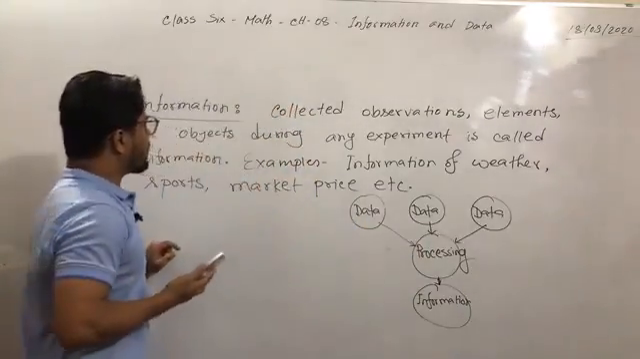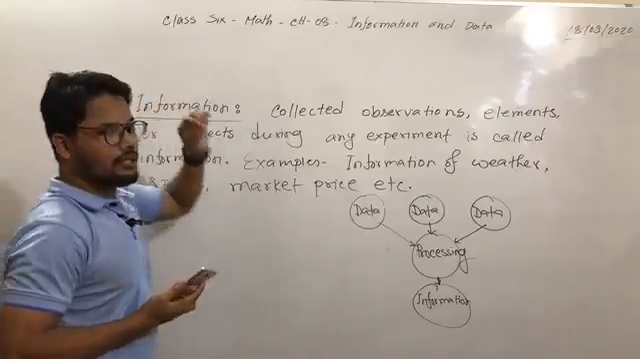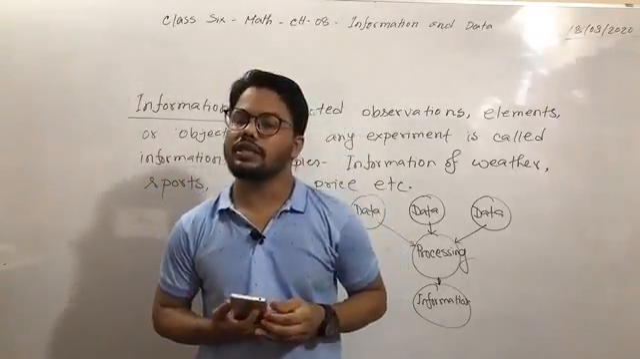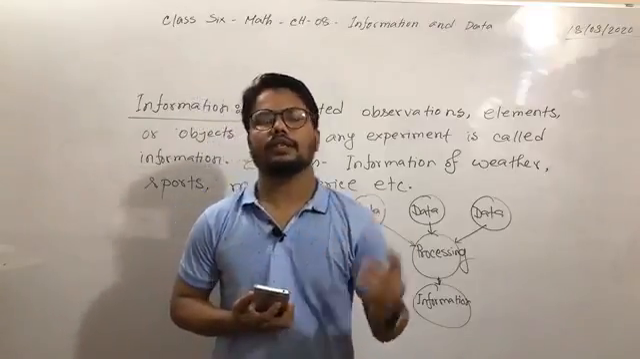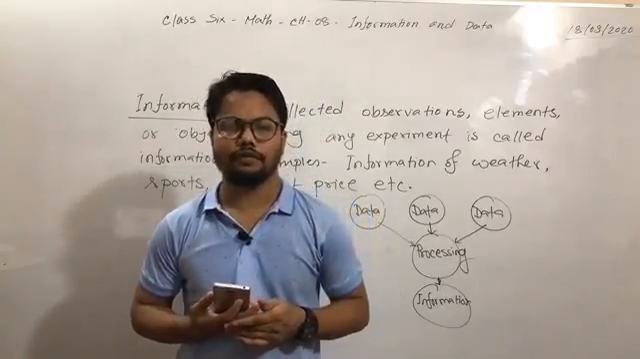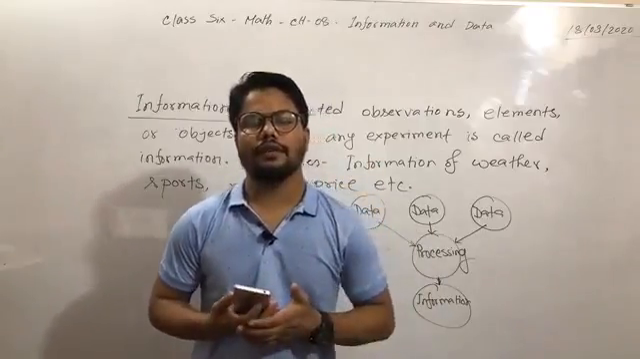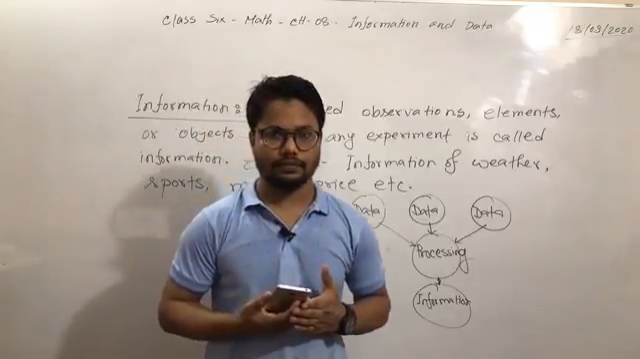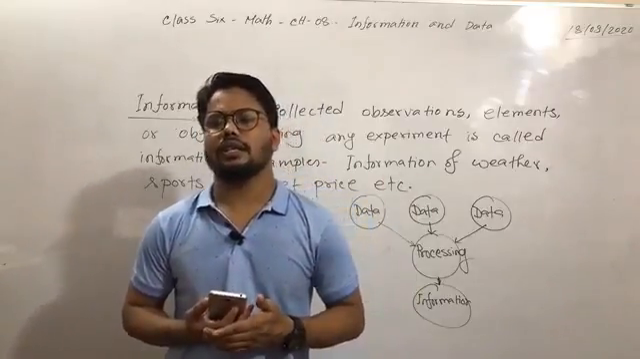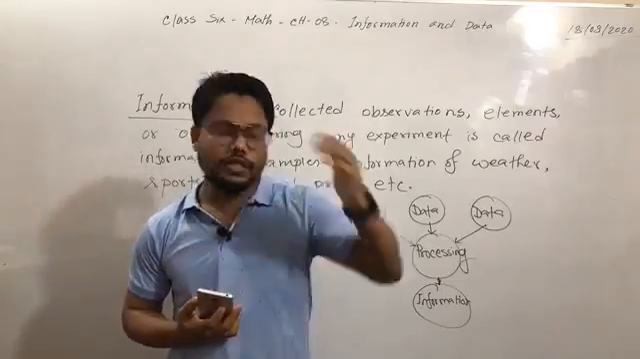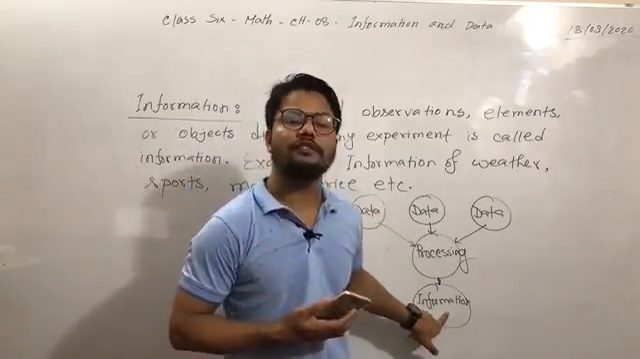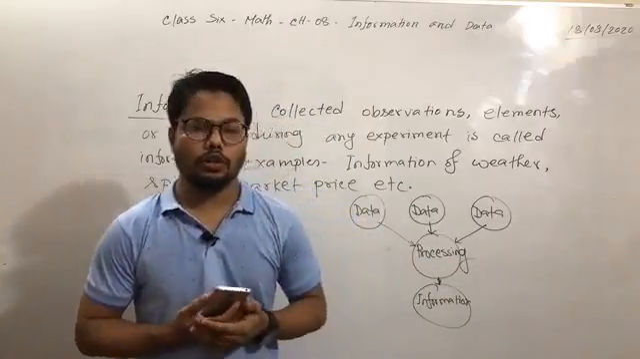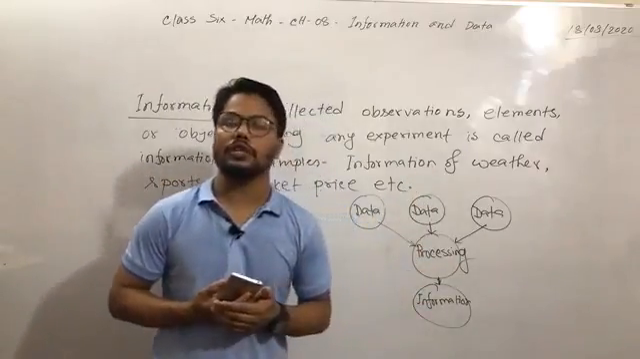So already in today's class, what did we learn? The keywords in today's class were: what is data and what is information, and give example of data and information. What is the difference between data and information? Where we can apply data and how data becomes information after processing. Basically these types of definitions we have already done.